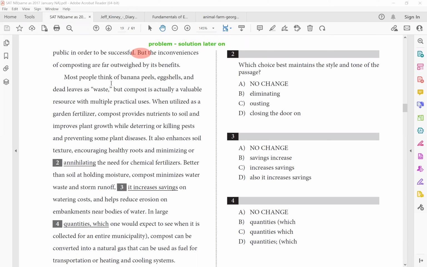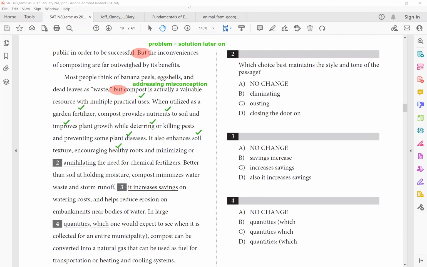Most people think of banana peels, eggshells, and dead leaves as waste, but compost is actually a valuable resource. So do you see how the author is addressing misconceptions? Like, it's not waste, it's useful. When utilized, so we're talking about the benefits, right? Practical uses: utilized as fertilizer, provides nutrients to soil, improves plant growth, deterring or killing pests, preventing plant diseases, enhances soil texture, encouraging healthy roots and minimizing, or our verb, something the need for chemical fertilizer.